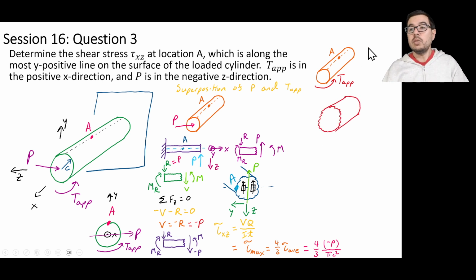Let's draw, thinking of the structure as a rod with an applied torque, Tap. Let's just draw this cross section, and of course this cross section we might think of as being at a location A.